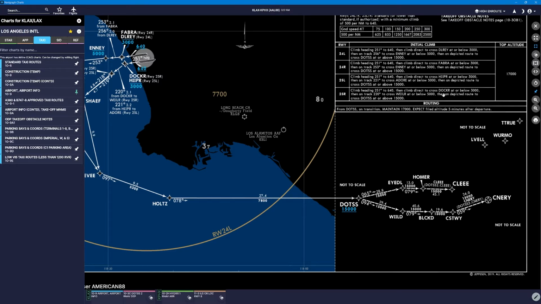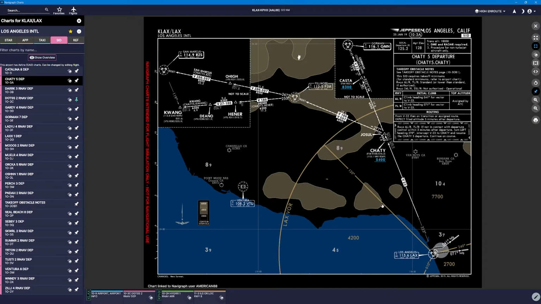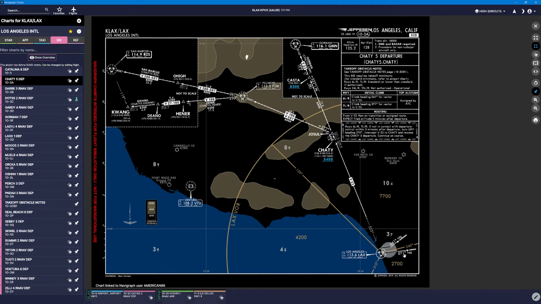If we take a look at some of these other departures, for example, let's see what this one, Chatty 5 departure, looks like. Okay, so Chatty 5, so here are the runways, and you can see that Chatty 5 really isn't applicable for a trip to Arizona because this shoots us out and heads us north.